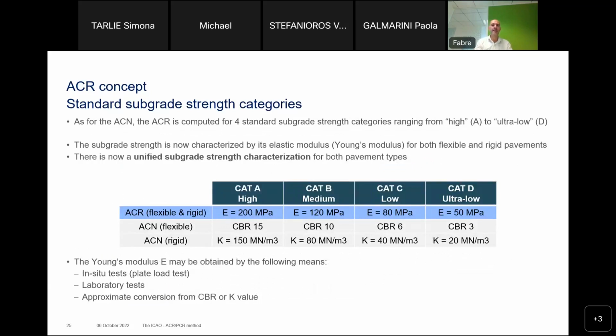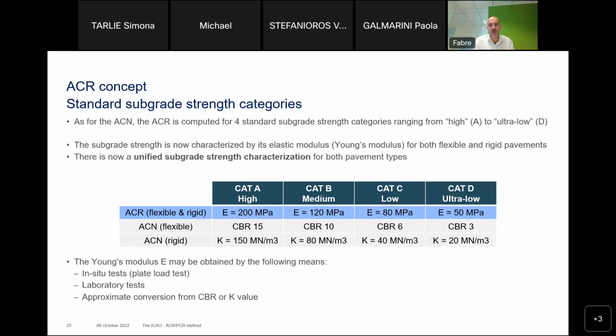So regarding the subgrade strength categories, as for the ACN, the ACR is computed for some standard subgrade strength categories, ranging from category A to ultra low, so category D. The good news is that the subgrade strength is now characterized by its elastic modulus for both flexible and rigid pavements. So that means that we now have a unified subgrade strength categorization for both pavement types.